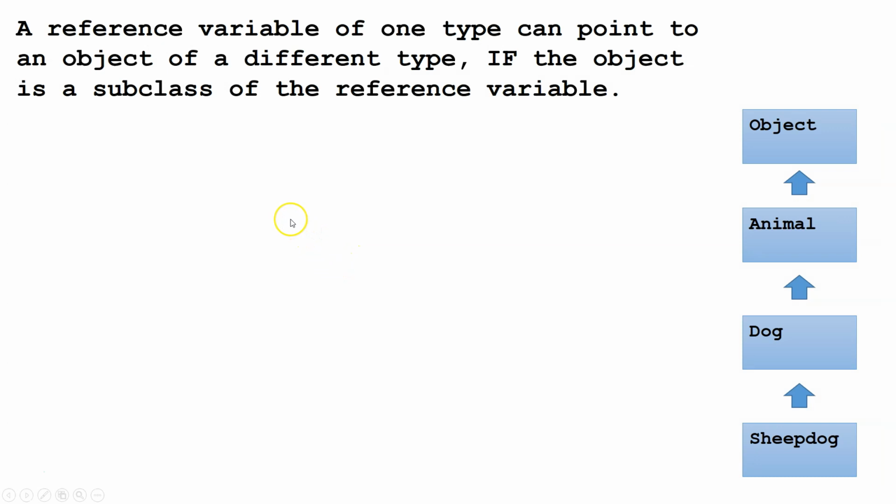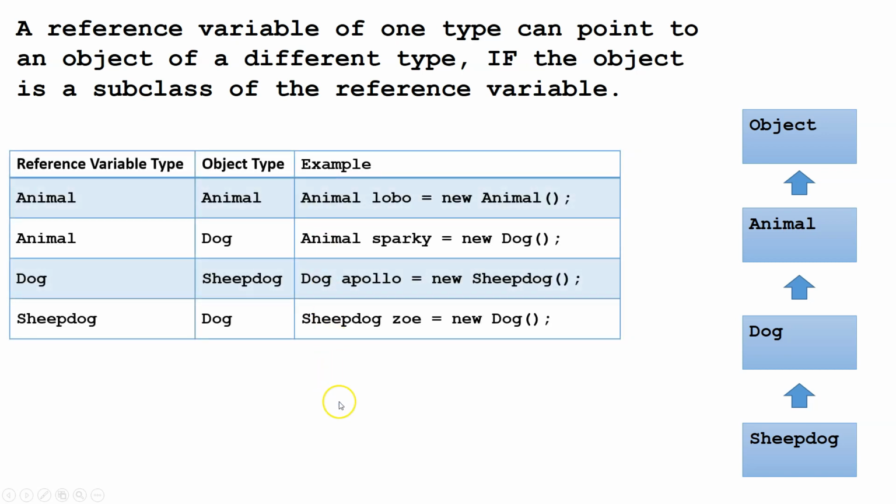A reference variable of one type can point to an object of a different type if the object is a subclass of the reference variable. So let's look at some examples. If we had a reference variable of Animal and an object type of Animal, this would be fine. We can always have a reference variable point to an object of the same type.